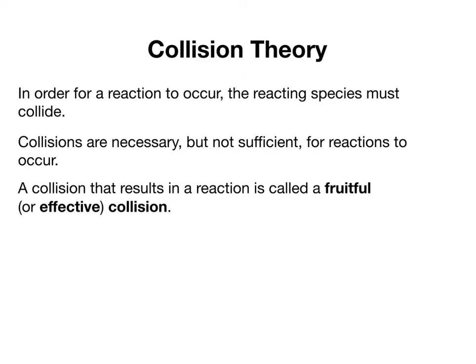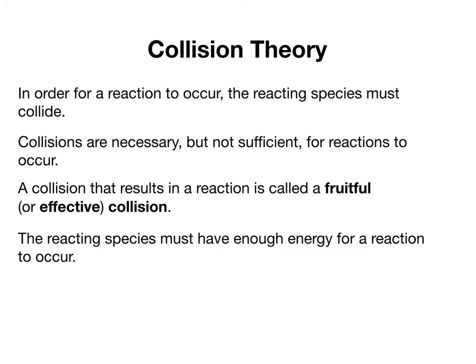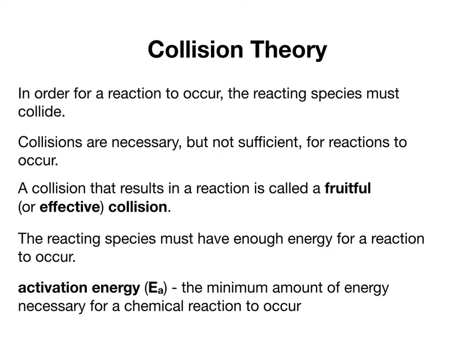Okay, so there has to be enough energy for a reaction to occur. The reacting species need enough energy in order for a chemical reaction to take place. Activation energy is the minimum amount of energy necessary for a chemical reaction to occur. And we denote the activation energy with this symbol right here, E sub A. Okay, so that's the minimum amount of energy needed for a chemical reaction to occur.